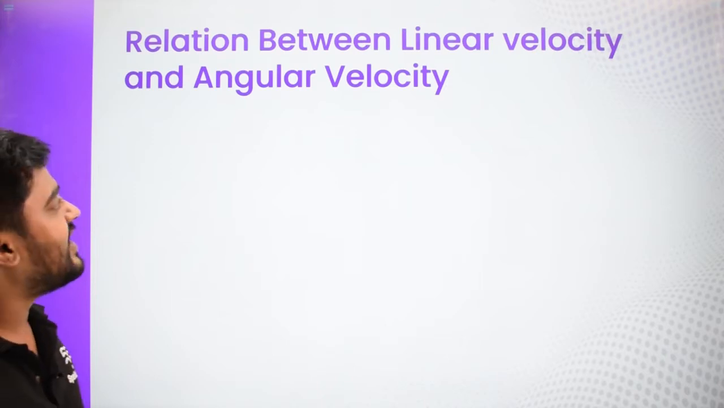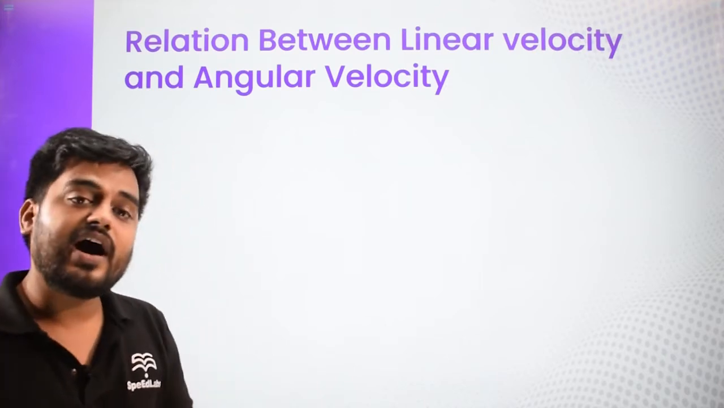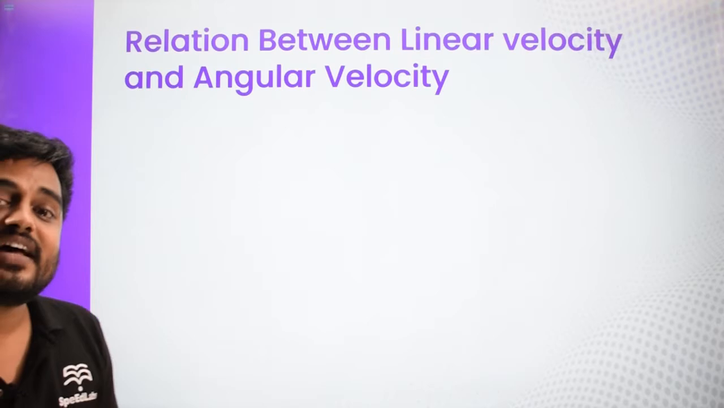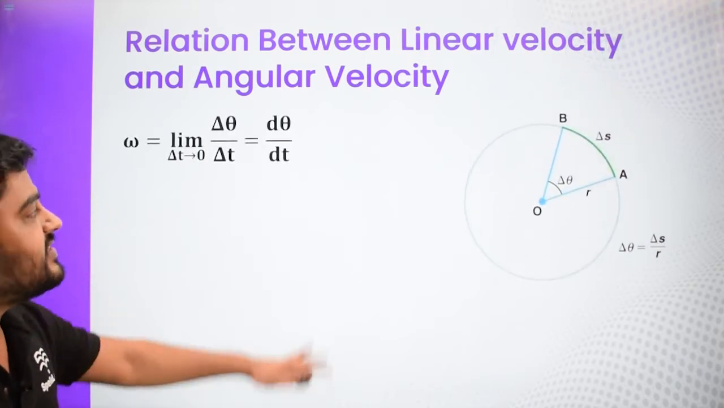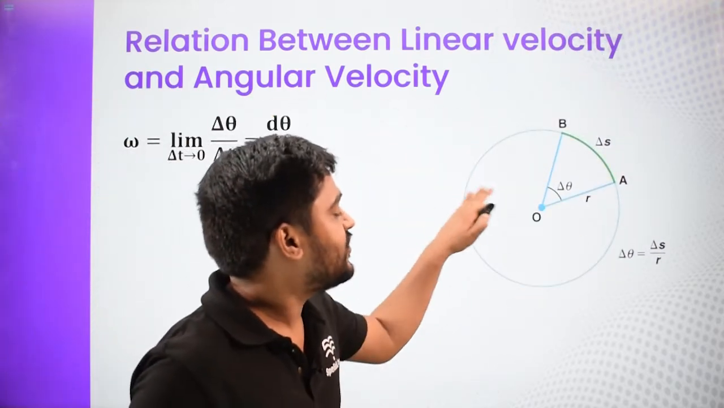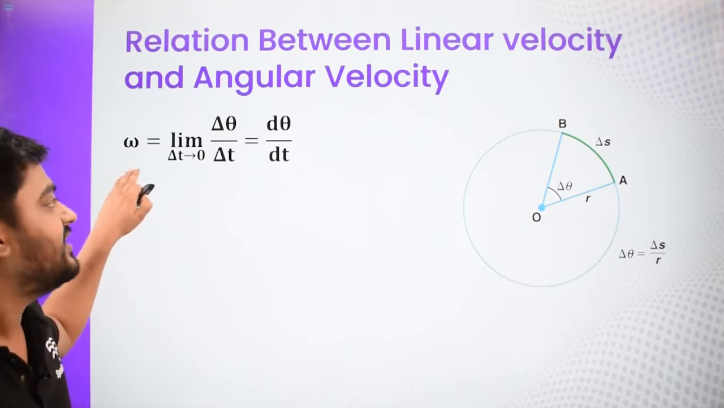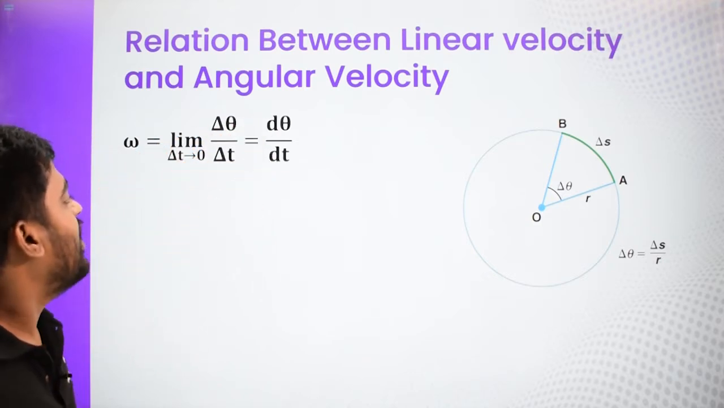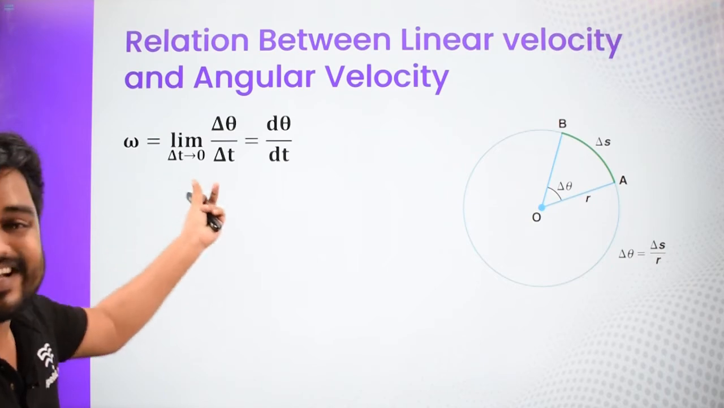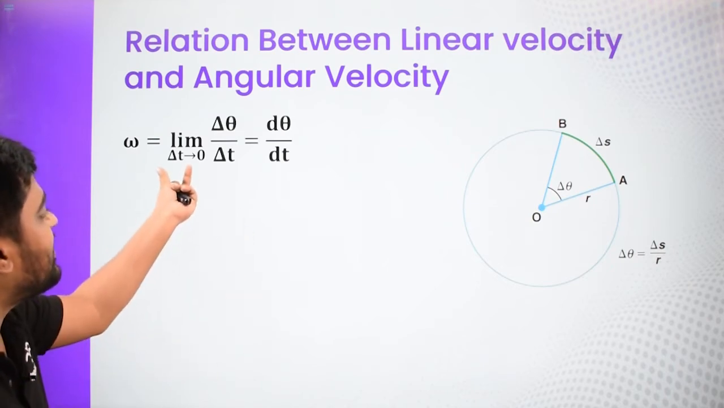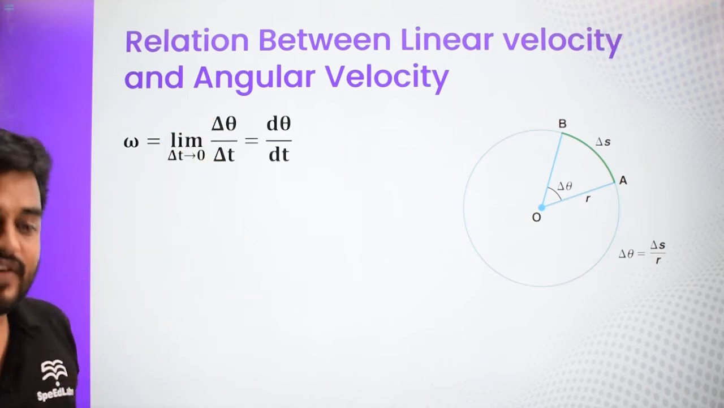Relationship between linear and angular velocities. So how are linear and angular velocities related? For that I am considering a circle. Here, omega is defined as d theta by dt, or we'll say limit delta t approaches 0, which is the instantaneous form of average angular velocity.